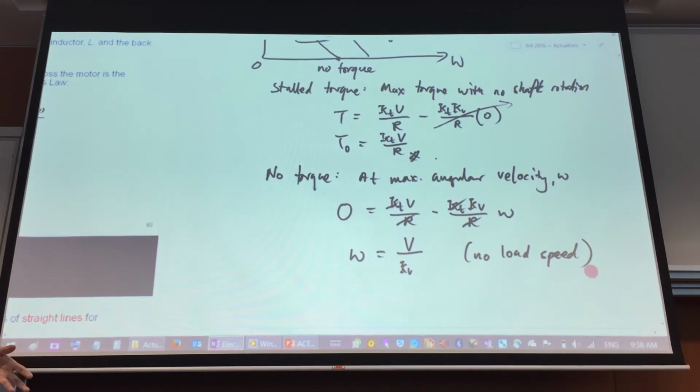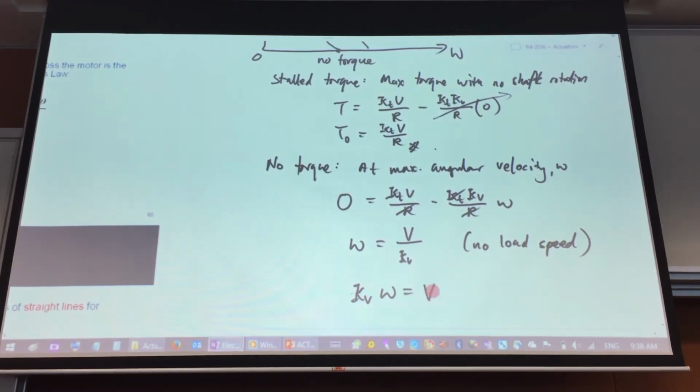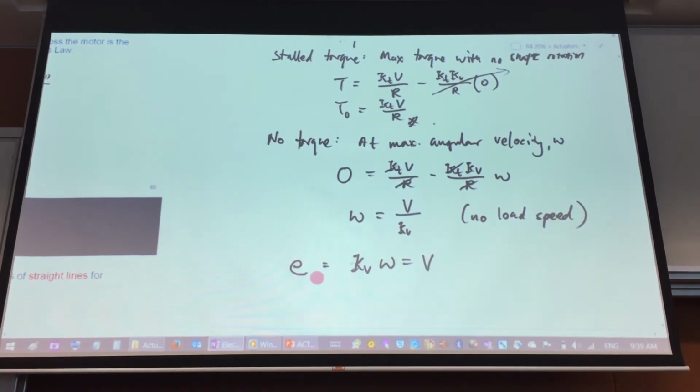What is your no load speed? That's your maximum speed. If I were to adjust this a little bit, I'll get KV omega equal to V. And this is actually equal to the back EMF.